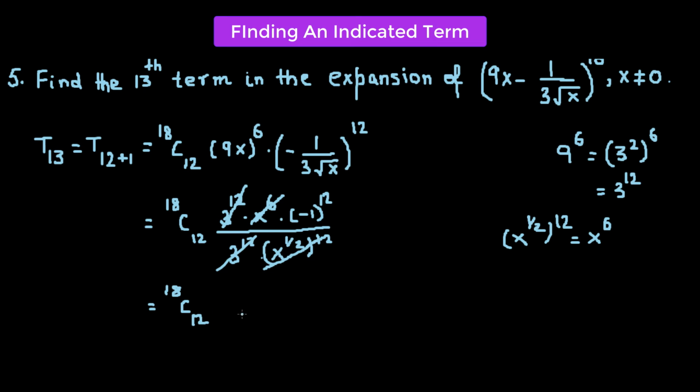So the value of 18c12 will be equal to, let's use the calculator, 18c12 is simply 18,564. So that's the value. Let's move on to the next one.